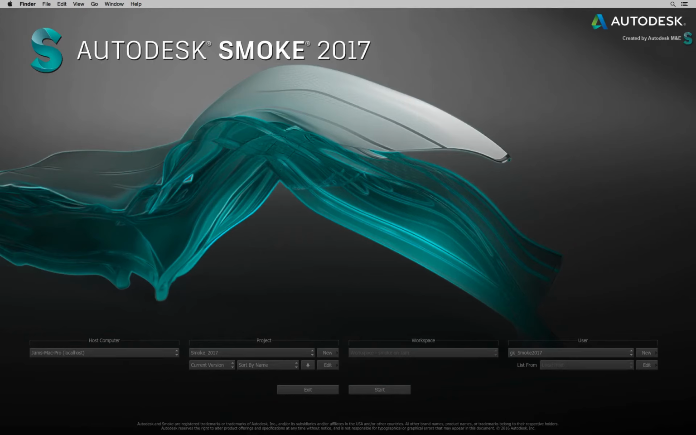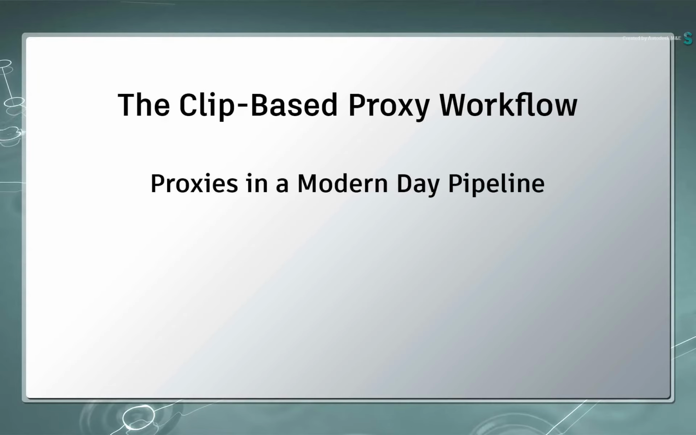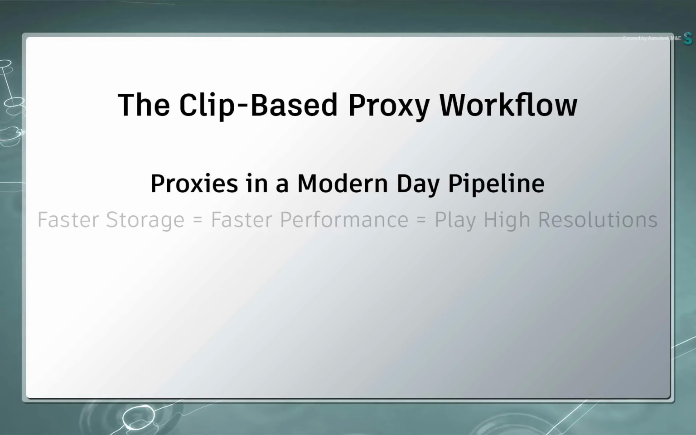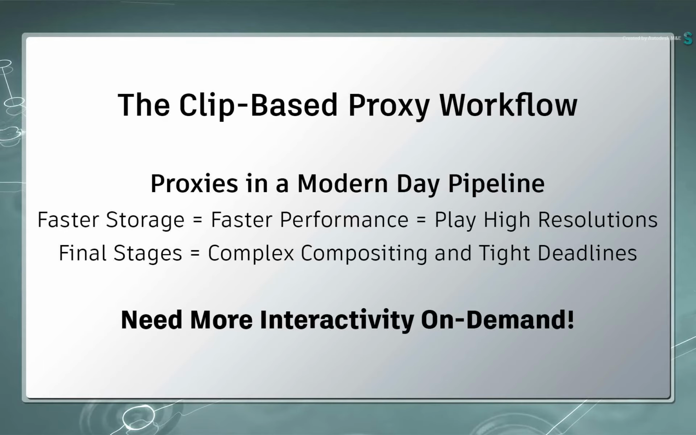In this video, we take a look at the redesigned proxy workflow in Smoke 2017. As part of the redesign, careful thought was given as to how proxies are used in a modern-day workflow. In other words, as storage gets faster, most systems can play their deliverable resolutions. So for general work, proxies can be totally optional. But when a production approaches its final stage, composites could be quite complex, and time is very mission critical. So this is when you may need additional interactivity, and it needs to be on demand.